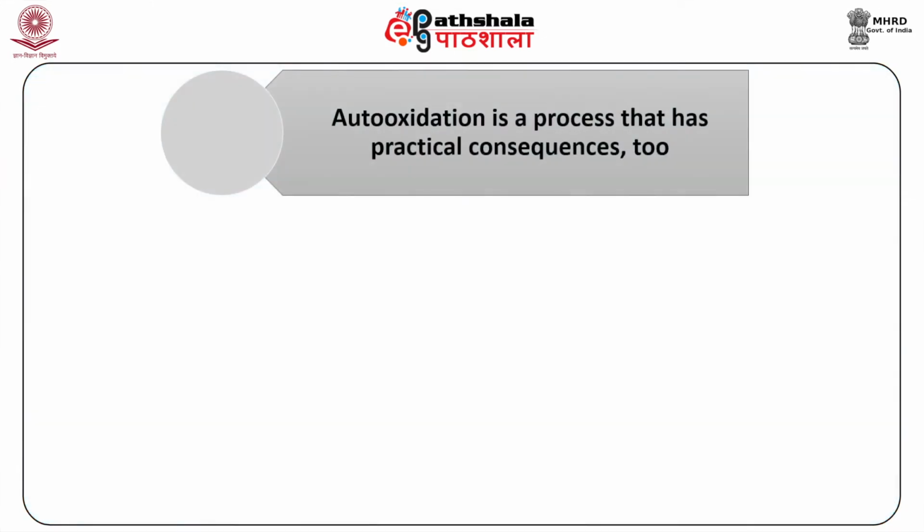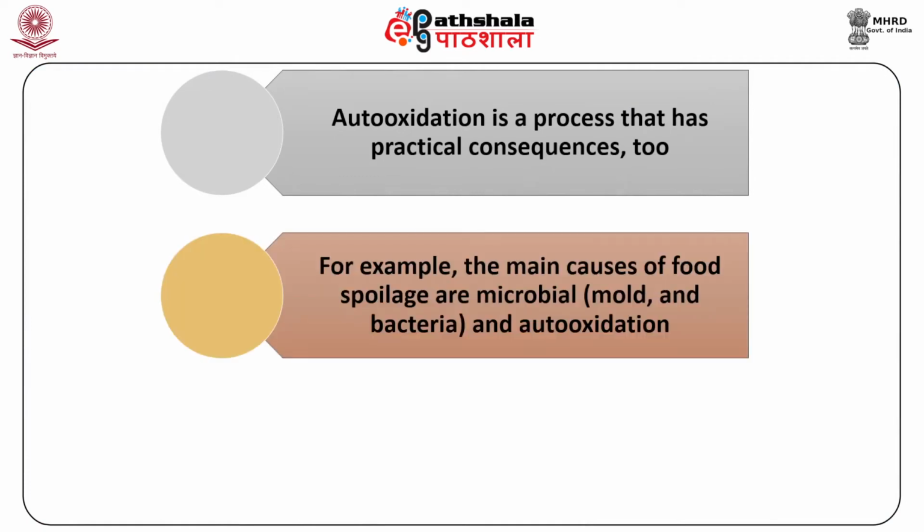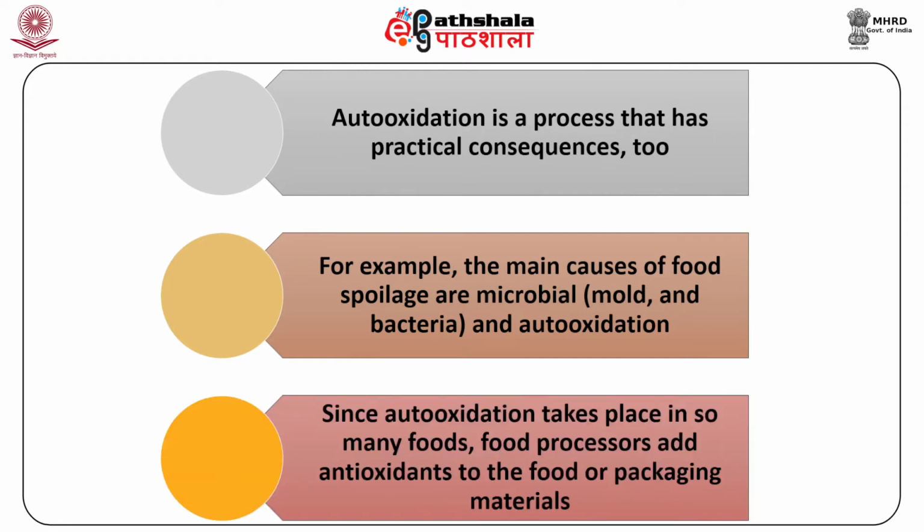Auto-oxidation is a process that has practical consequences too. For example, the main causes of food spoilage are microbial, mold and bacteria, and auto-oxidation. Since auto-oxidation takes place in so many foods, food processors add antioxidants to the food or packaging materials. Using an antioxidant gives food a longer shelf life by preserving the taste and the nutrient levels.